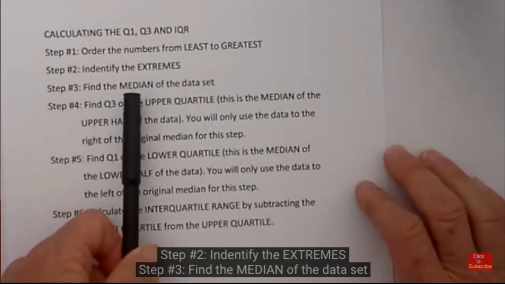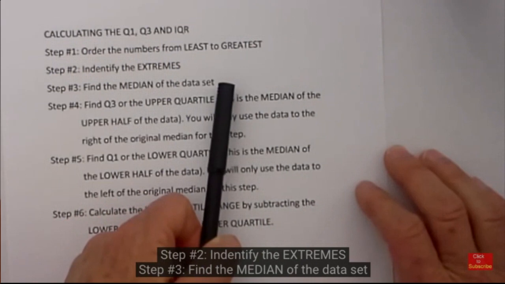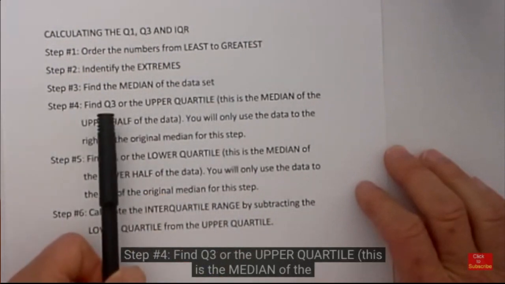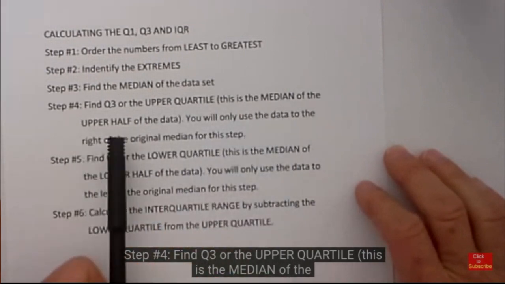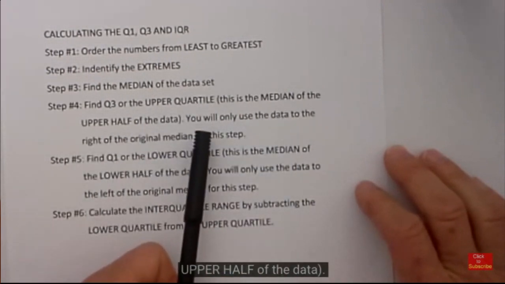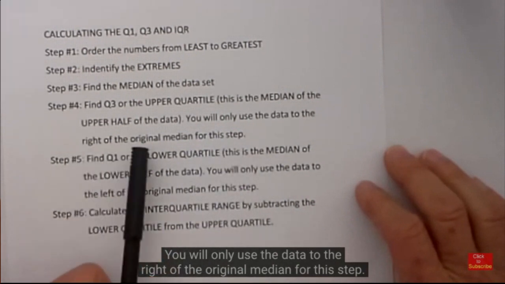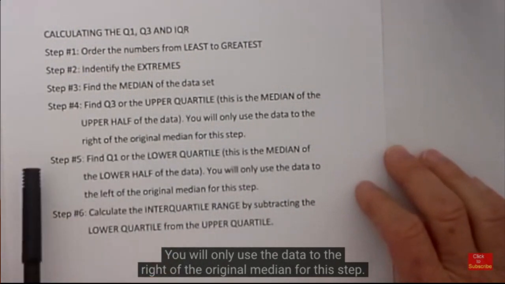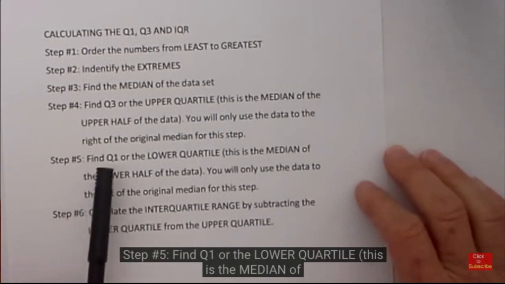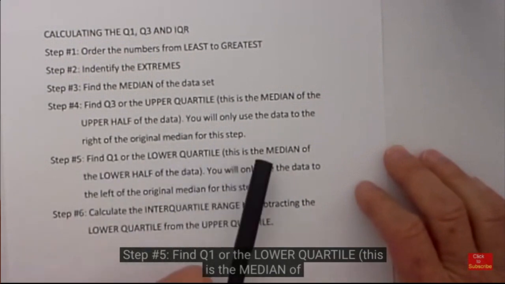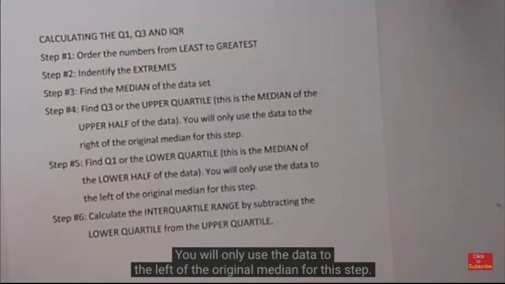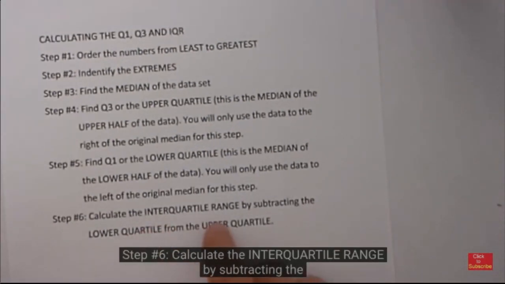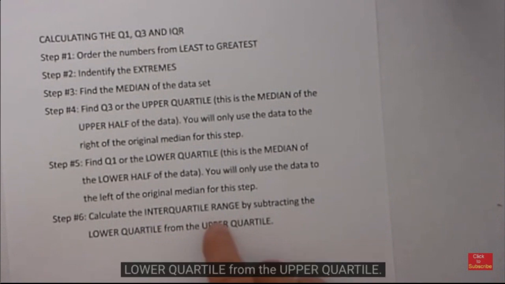Next, you will find the median of the entire data set. Step 4 is find Q3, or the upper quartile. This is the median of the upper half of the data. You will only use the data to the right of the original median. Step 5 is find Q1, or the lower quartile, and this is the median of the lower half. And finally, you will calculate the IQR, or the interquartile range, by subtracting the lower quartile from the upper quartile.